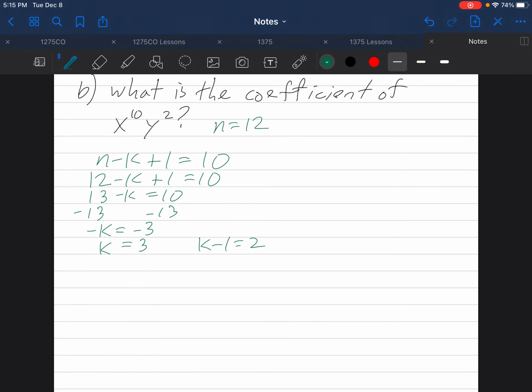So remember, our formula for this numbered term is going to be 12 choose k minus 1, which is equal to 2. 4x raised to the power of n minus k plus 1, which is equal to 10, right from there. And our y over 5, I should write that bigger, y over 5 raised to the power of k minus 1, which is equal to 2.